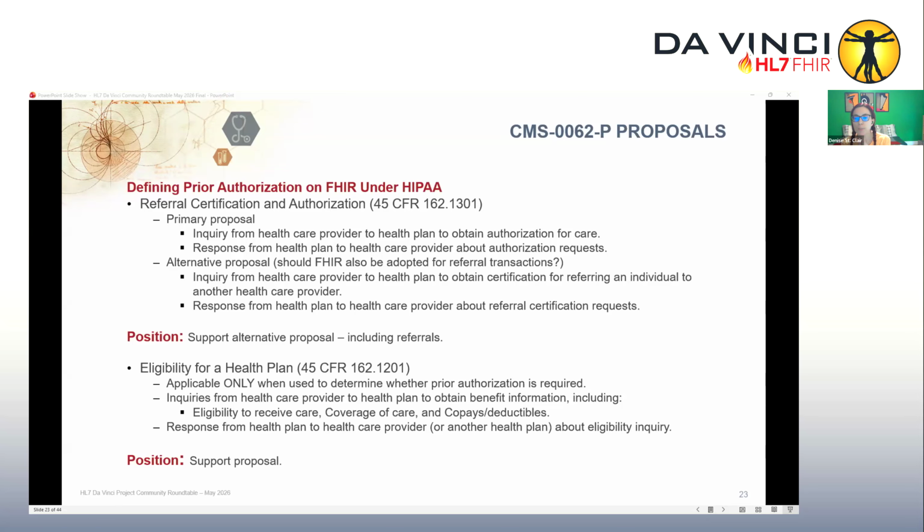And it would be for inquiries from a healthcare provider to a health plan to obtain benefit information, including eligibility to receive care, coverage of care, and copays and deductibles. The response from the health plan would be to a healthcare provider about that eligibility. So really this is to support determining whether a prior authorization is required, and the community does support this under HIPAA FHIR.